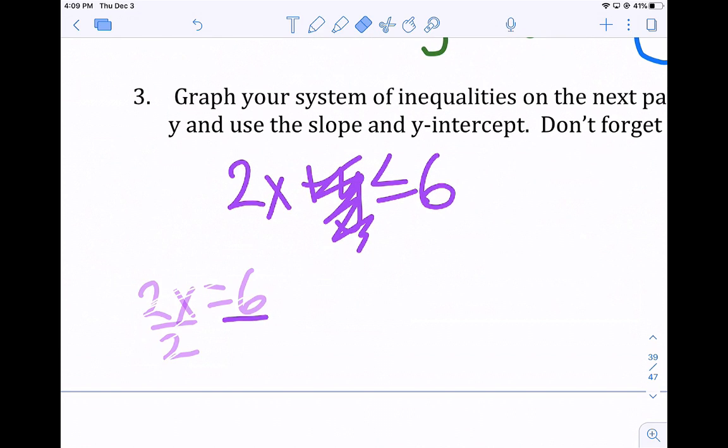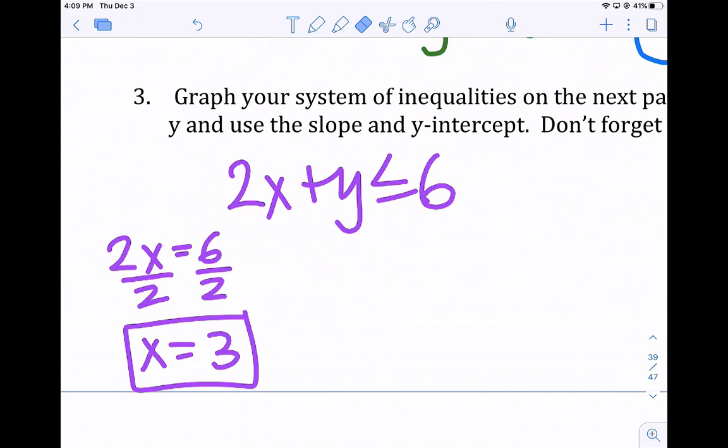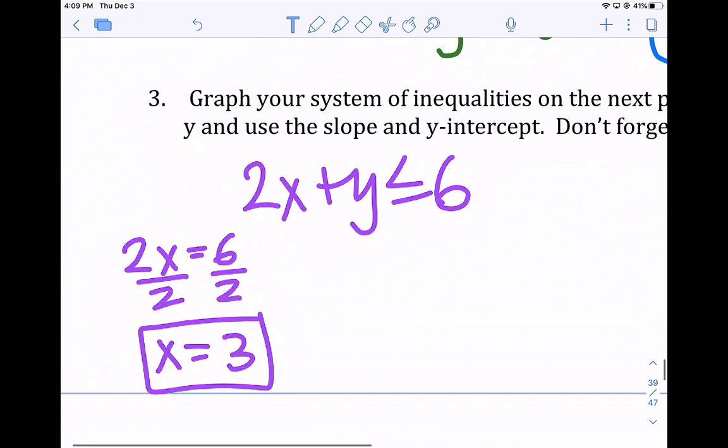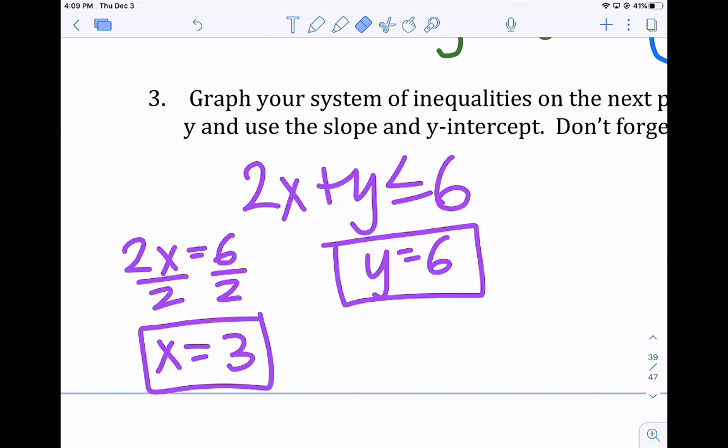Let's redo this so it's a little bit neater here. 2x equals 6, divide by 2. All right, so I am going to graph x equals 3 if I cover up the y. Now let's cover up the other one. Whoopsies. So then we have y, let's set that equal to 6. Oh, and then that's already done. Okay, so using the cover-up method, we can get 2 points and we can graph it.